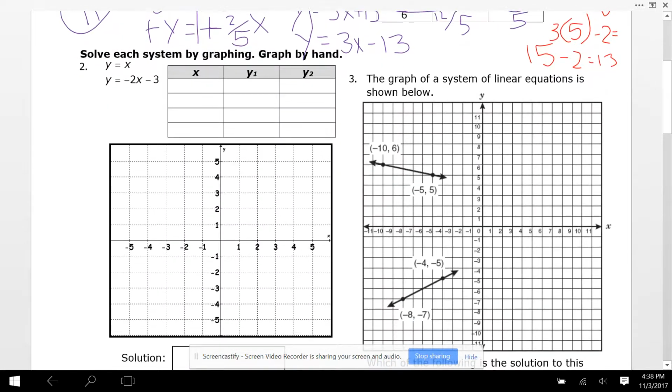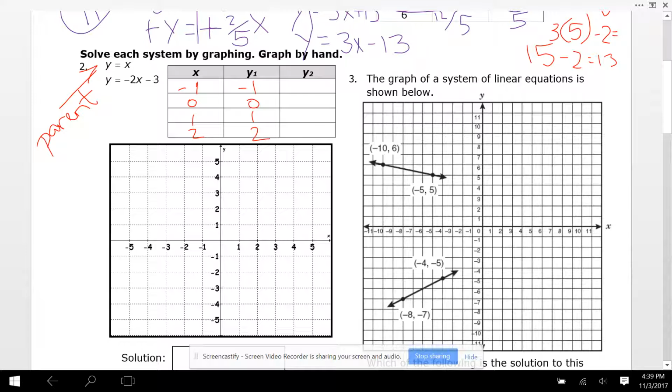All right, I'm going to graph these by hand, and that's pretty easy to do because I can put in some values for x and y, but I know that y equals x is my parent function. I hope you said that. Okay, so I can put in -1, 0, 1, and 2. So y1 is going to be exactly the same numbers because y equals x.